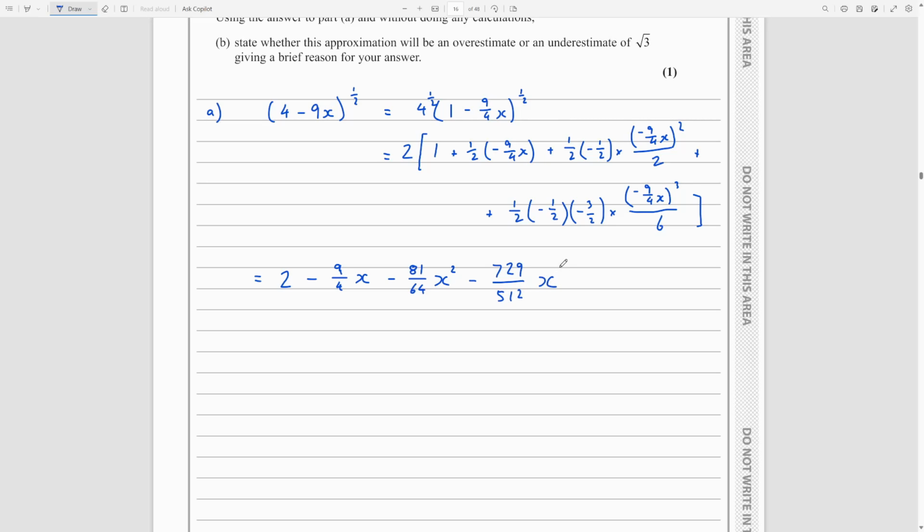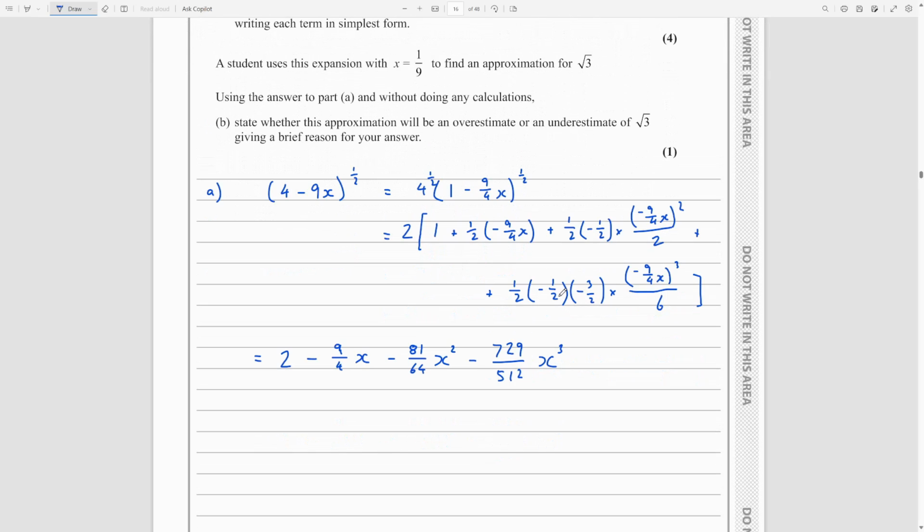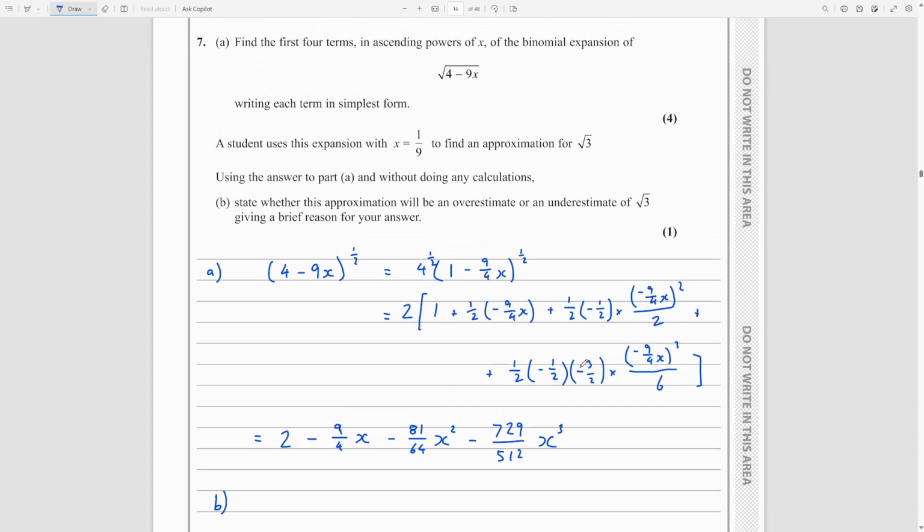And that's x cubed. So quite a lot of number crunching in that question. All right, so this one looks like you're going to have to be subbing things in or anything, but they tell you don't do any calculations. What you have to notice is that all future terms of this expansion will be negative because look at the difference between this one and this one.